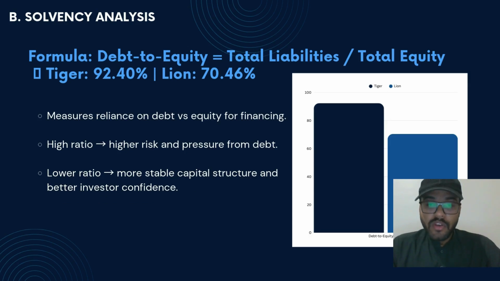So now we know about the debt ratio. Let's move on to the debt to equity ratio, which is calculated as total liabilities divided by total equity. This ratio reflects how much debt a company uses to finance its operations compared to equity. So in order to compare these two, we need to look into their ratios. Tiger's ratio is 92.40%, while Lions is significantly lower at 70.46%. A lower debt to equity ratio, like Lions has, is generally preferred by investors because it suggests a more balanced and stable financing approach.